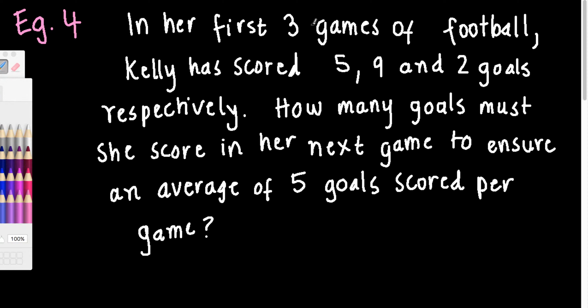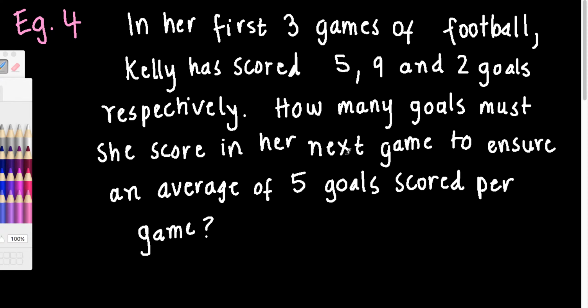We've got Callie playing 3 games of football, and she scored 5, 9, and then 2 goals respectively. Respectively basically means in each of those 3 games. So 5 was the first game, 9 in the second, and 2 in the third game. How many goals must she score in her next game, so in her 4th game, to ensure that an average of 5 goals was scored per game?